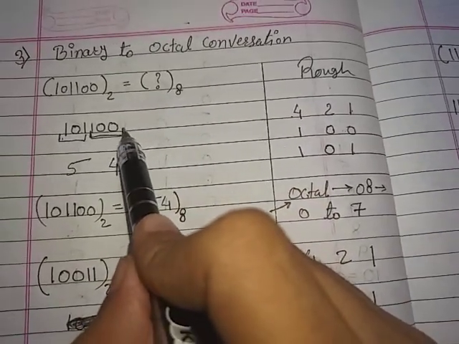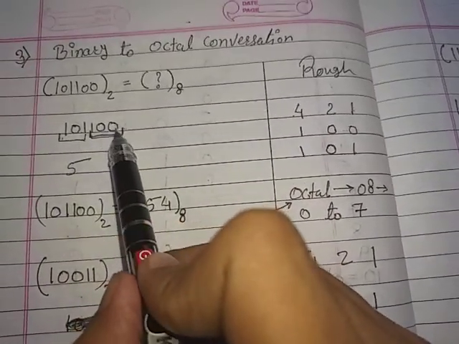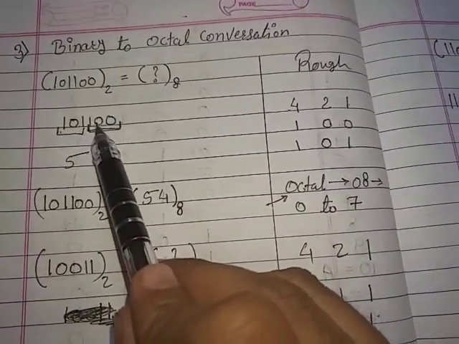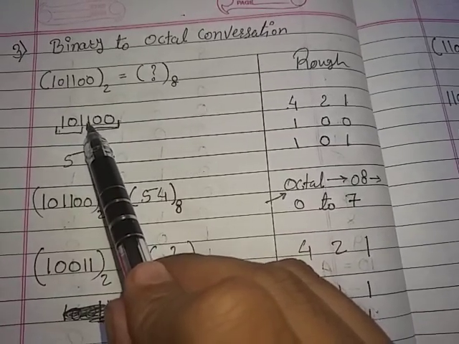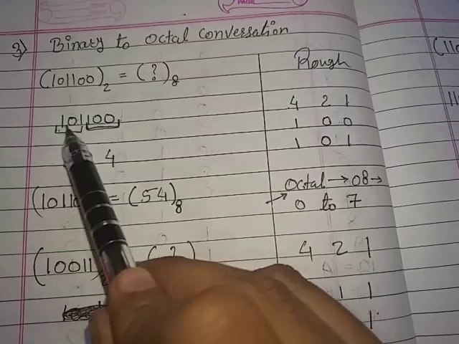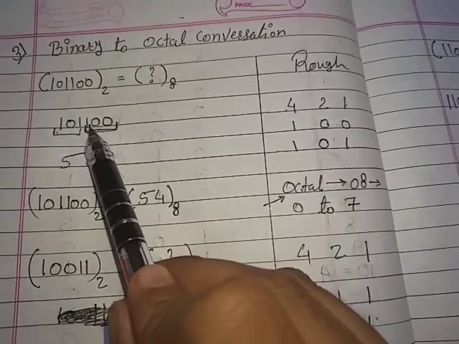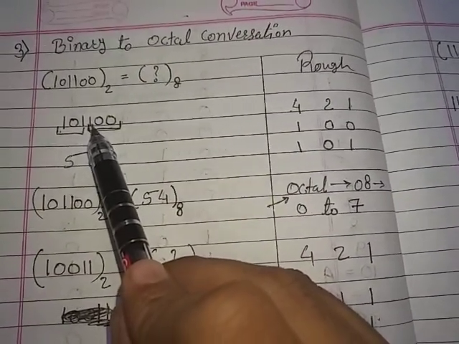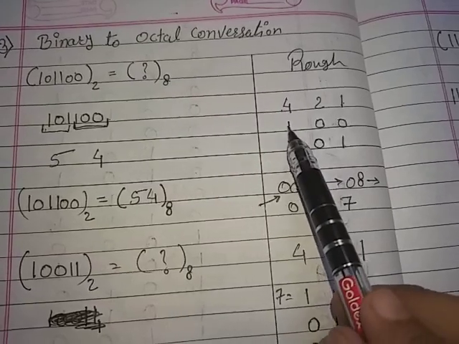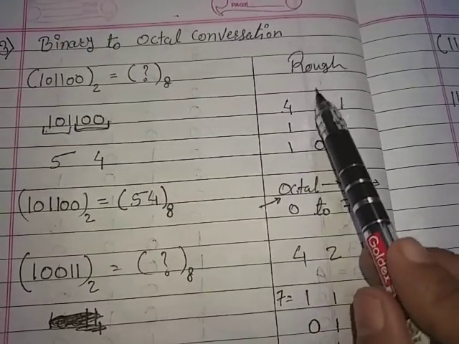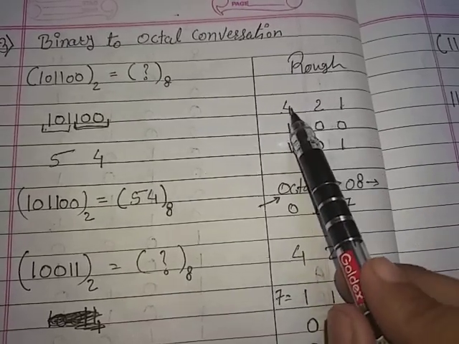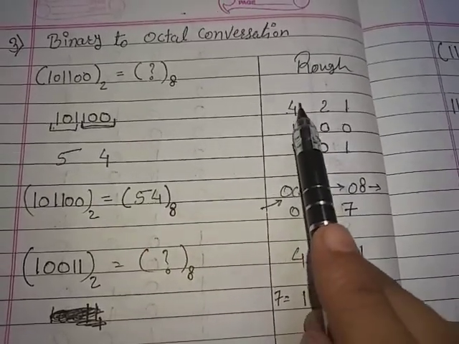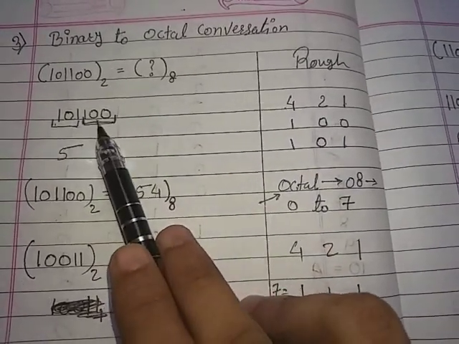From the right hand side I will make groups of 3 bits. Here I have made 100 and 101. Now I will write the equivalent decimal number for these 3-bit binary numbers by using the short trick. The first binary number is 100. I will put it here: 2 raised to the power 0, 2 raised to the power 1 and 2 raised to the power 2, that is 1, 2, 4, or 4 2 1. Now I will put this 100 in this, I will get 4. So here it is 4.